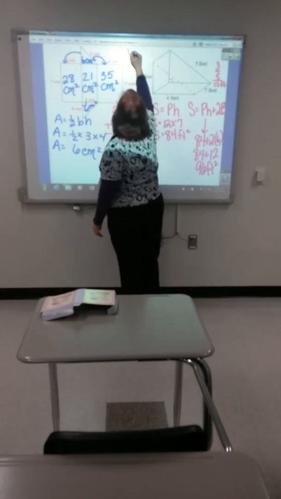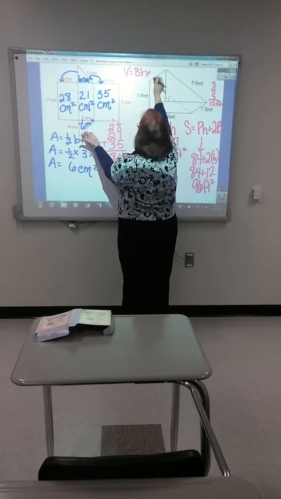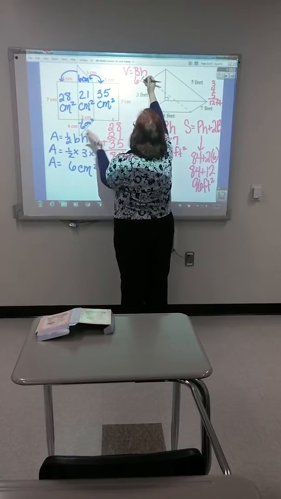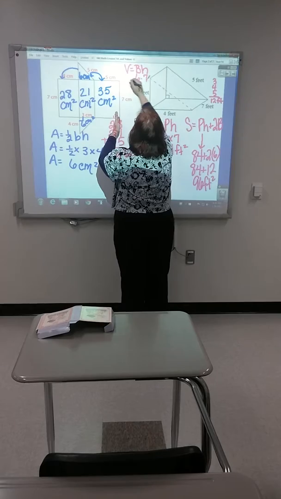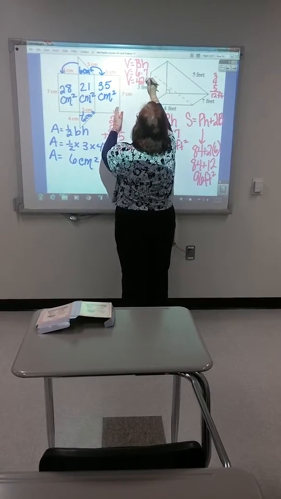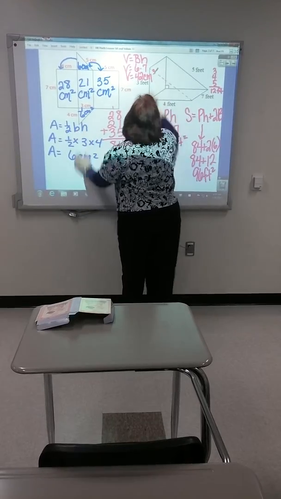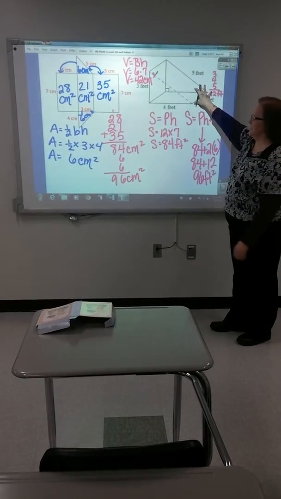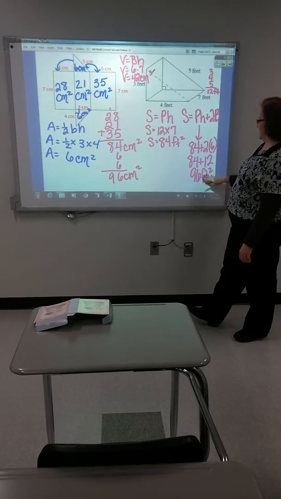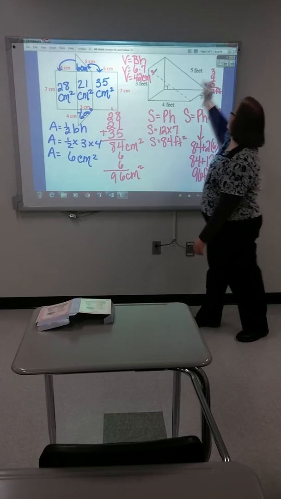Volume is actually quite easy. It's just area of the base times the height. We'd already found the area of the base, and we know our height is 7. Therefore, our volume is 42 cubic centimeters. In this case, it would be cubic feet. In this case, again, surface area, square units, volume, cubic units.